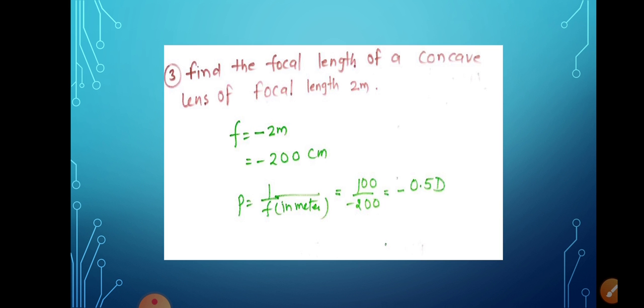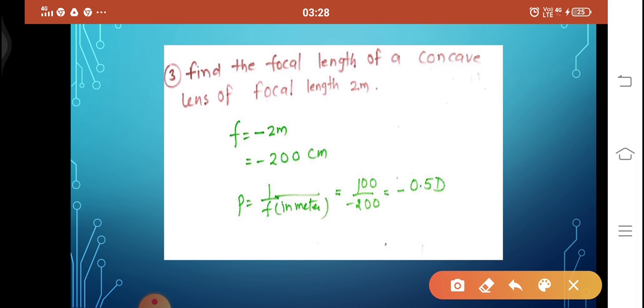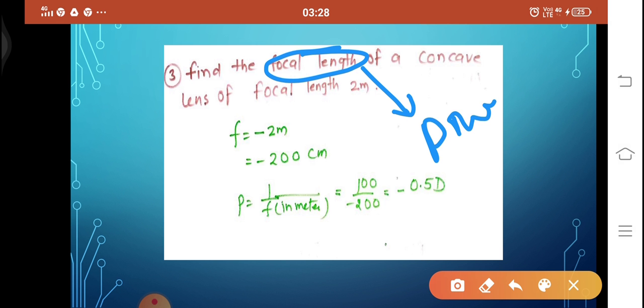Find the power. Here it is power. Find the power of a concave lens of focal length 2 meter. So focal length f equal to minus 2 meter, so it is minus 200 cm. So power equal to 100 upon minus 200, that is minus 0.5 D.